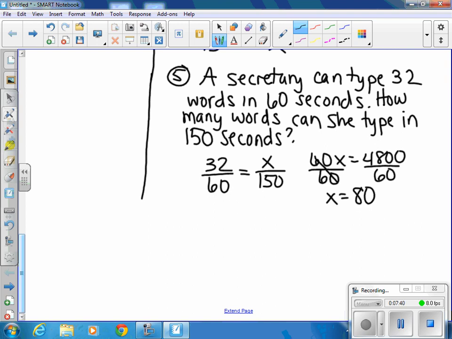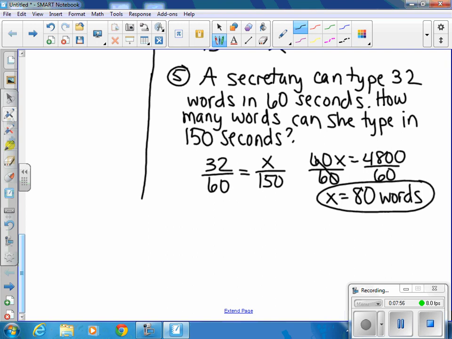Now don't stop at just 80. I need to know what the number 80 is referring to. Is it referring to the words or the seconds? And in this case, it's the amount of words. All right, so she can type 80 words in those 150 seconds. All right, so make sure that you have a unit behind those word problems that require them.